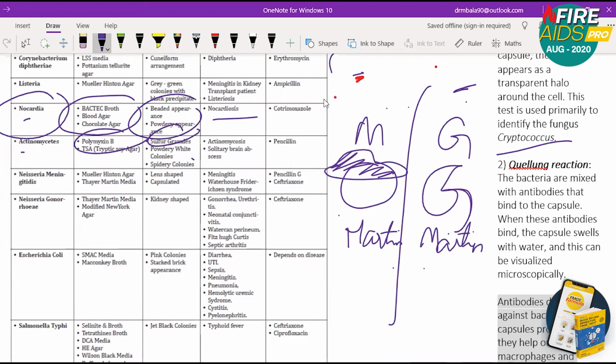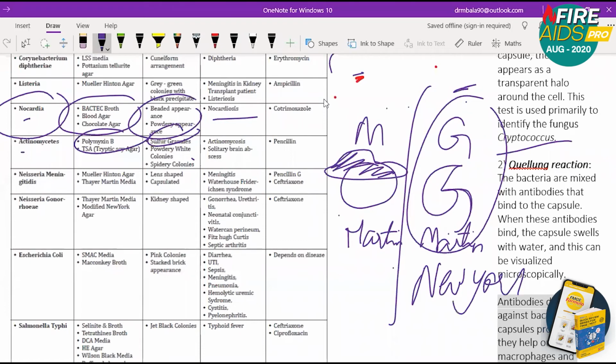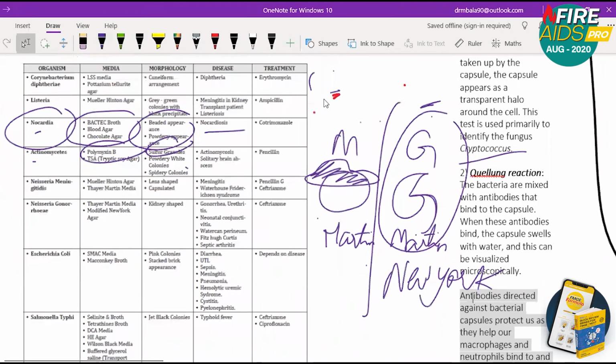differs is Mueller-Hinton agar is for meningitis, and modified New York agar is for Neisseria gonorrhoeae. So you must remember this Martin from gonorrhea is from New York. So gonorrhea, Martin, New York. So this point you must remember. So you can picturize this person, Martin, that is gonorrhea.